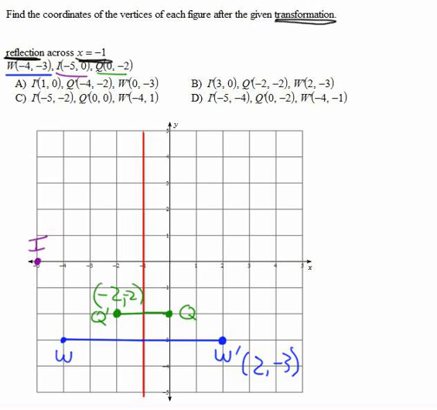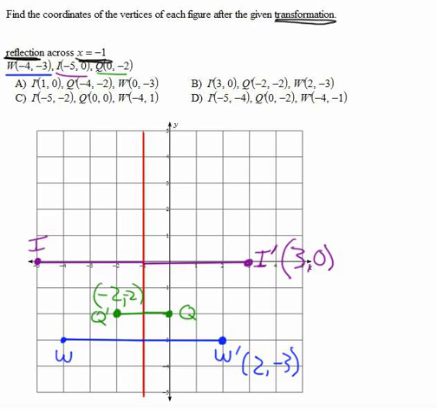And then finally, point I, I draw a line to my line of reflection. In this case, that would be 4 units long. So I continue 1, 2, 3, 4 units long to right here. And that would be point I prime. And that would be on 0, -3. I'm sorry, the other way around, 3, 0.